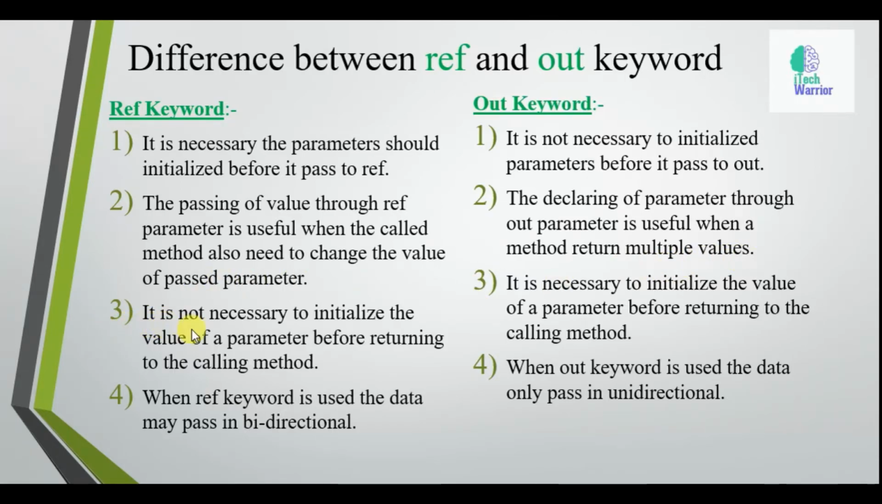The third point is that with ref it is not necessary to initialize the value of a parameter before returning to the calling method, and with out it is necessary to initialize the value of a parameter before returning to the calling method. The fourth point is that when the ref keyword is used, the data may pass bidirectionally. When the out keyword is used, the data only passes unidirectionally. So this is the basic difference between ref and out.